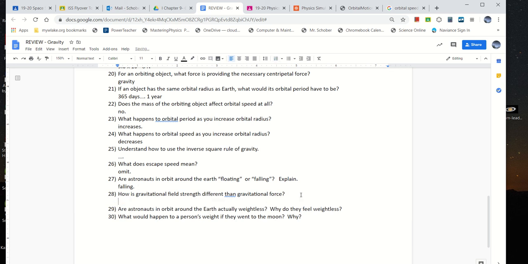How is gravitational field strength different than gravitational force? Okay. Gravitational field strength, GFS for short, is the strength of gravity at a certain location. Gravitational force, conversely, is how strongly gravity is pulling on a certain object. So this is the same for everybody at a certain location, but this is different for each individual person or object at a certain location. That would be an easy way to explain that.